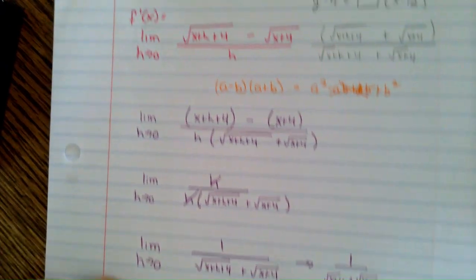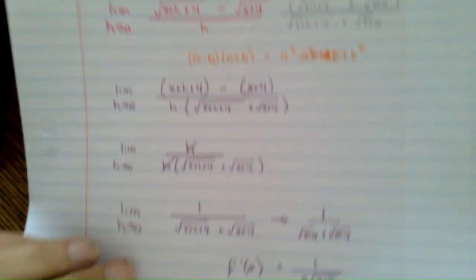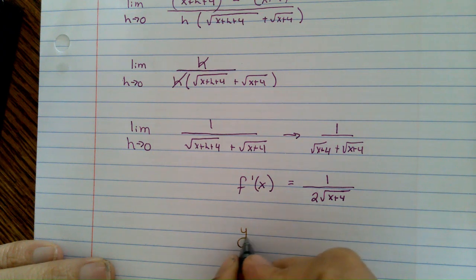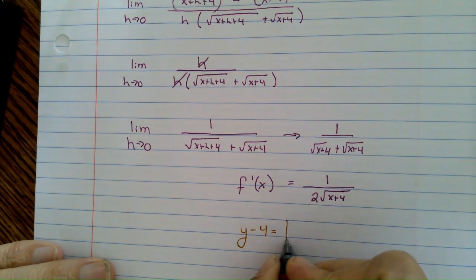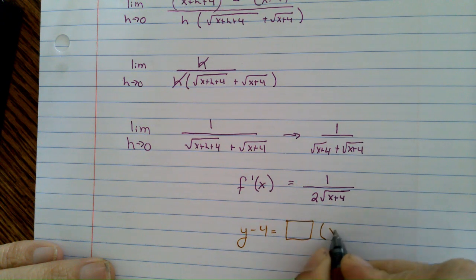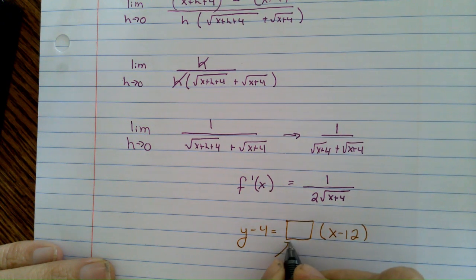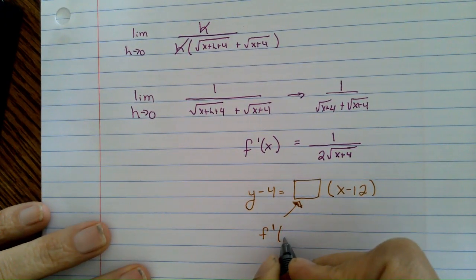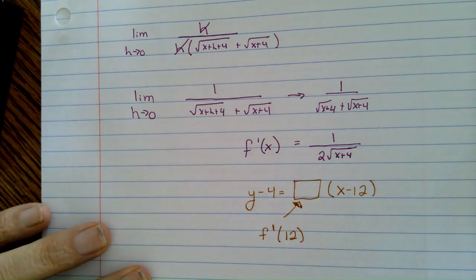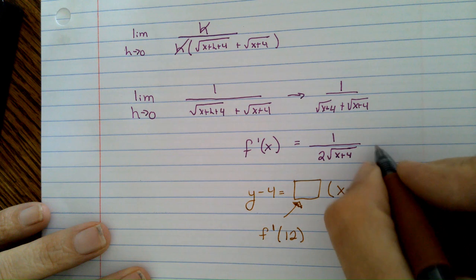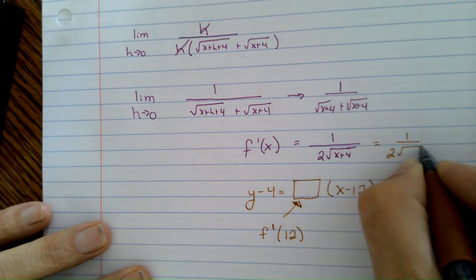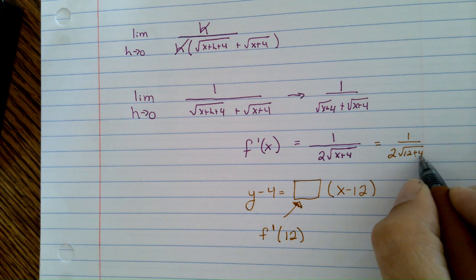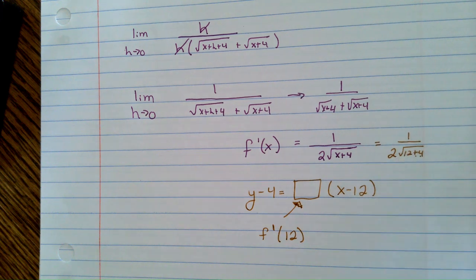But to do that problem earlier, I needed to do the slope of my tangent line. And right now I have this going on. Y minus 4 equals, we don't know, x minus 12. That right there needs to be the slope of your tangent line at x equals 12, because that's our x value. Oh, well, come up here. 1 over 2 square root of 12 plus 4. Well, 12 plus 4 is 16. Square root of 16 is 4. 4 times 2 is 8. 1/8.